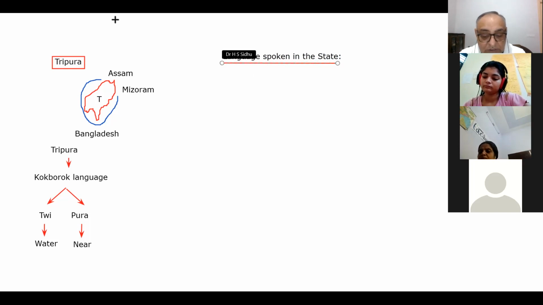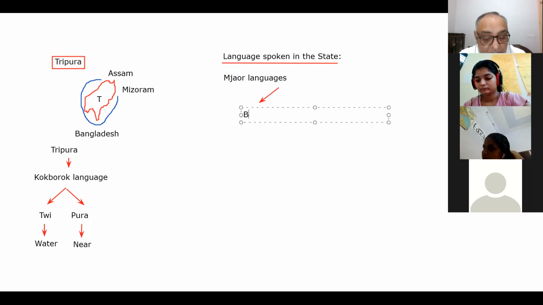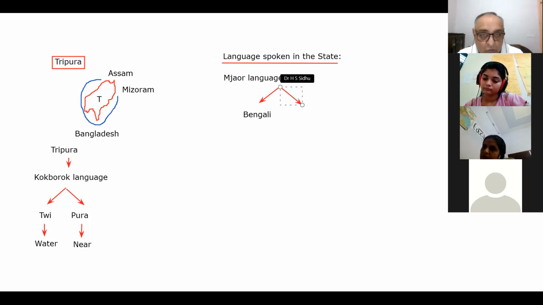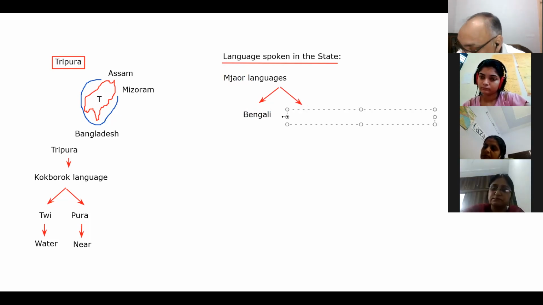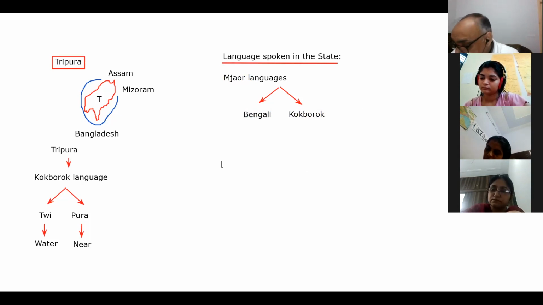So the major languages which are spoken in the state include Bengali, the major language spoken. And the second major language which is spoken in the state is Kokborok, which we have just discussed in the beginning of the lecture.